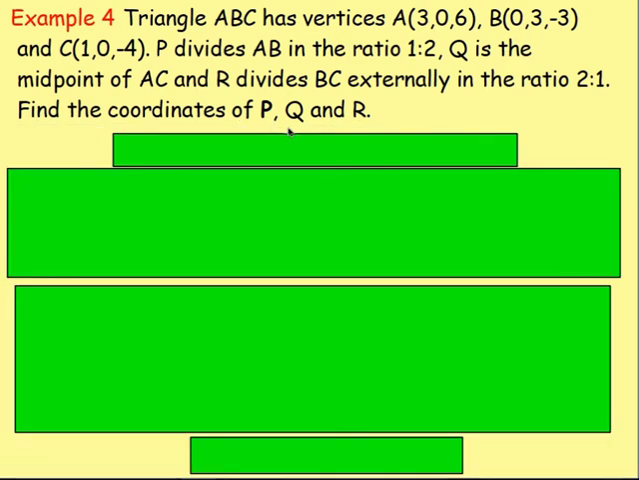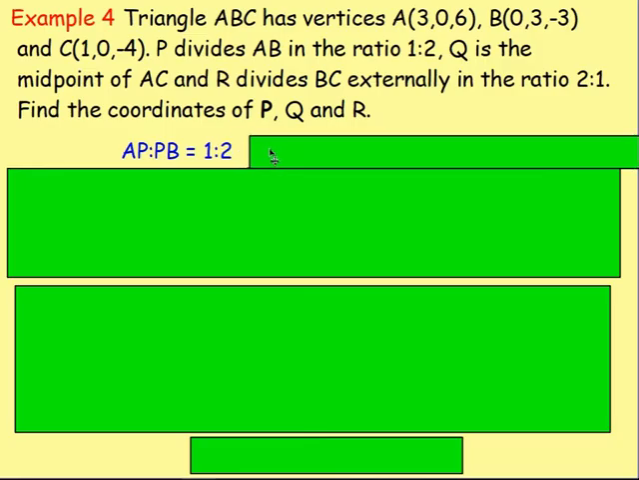So for this, first of all, working out the coordinates of point P, well, we are told that P divides AB in the ratio 1 to 2. So first of all, we know AP to PB is going to be 1 to 2.